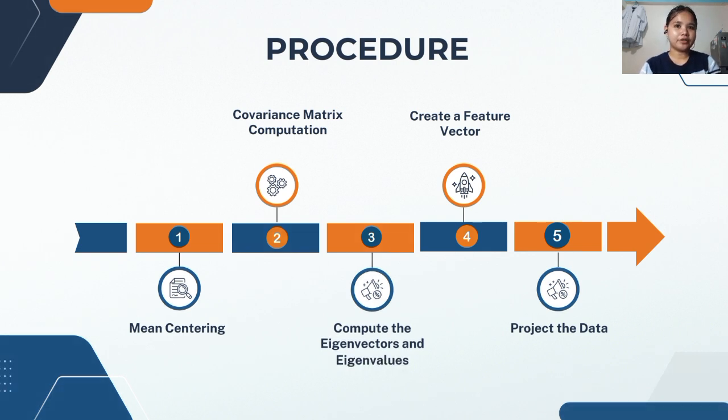And then, the third step is to compute the eigenvectors and eigenvalues. Eigenvectors are the directions of maximum variance, while the eigenvalues are the magnitudes of the variance.